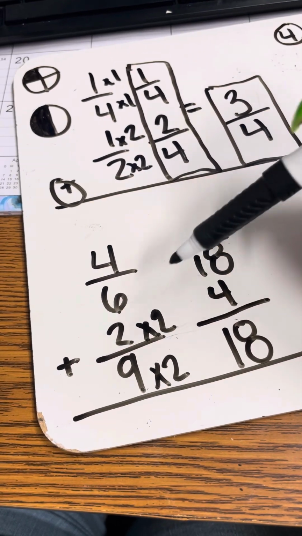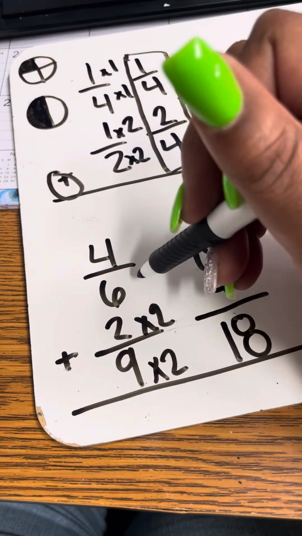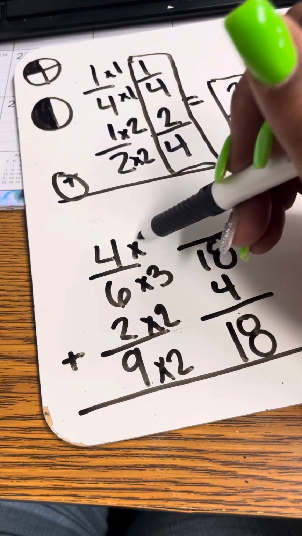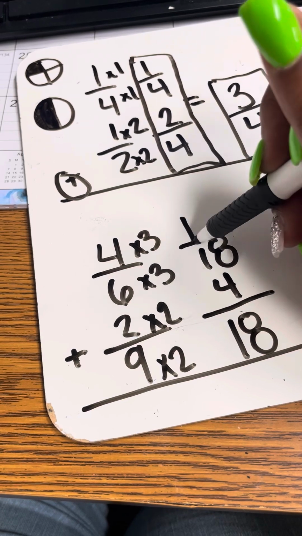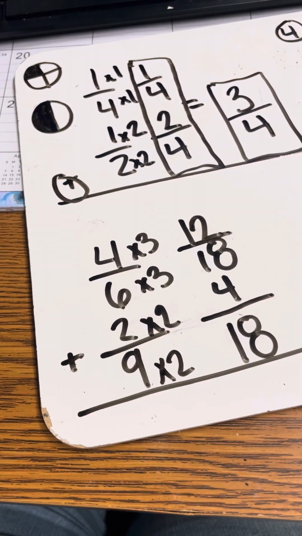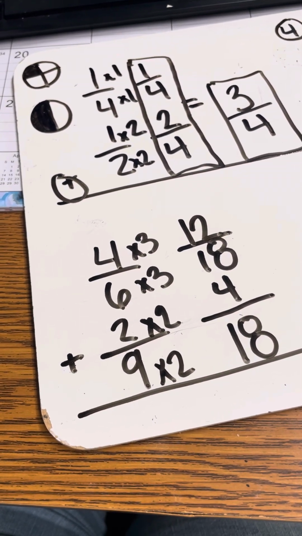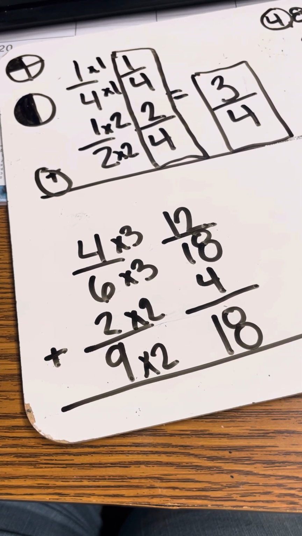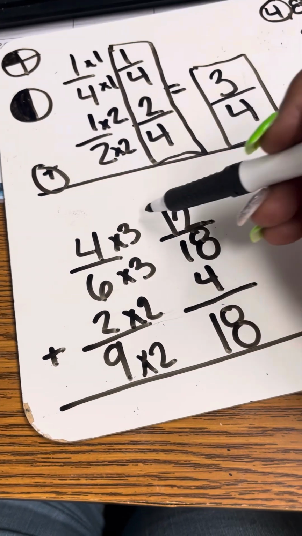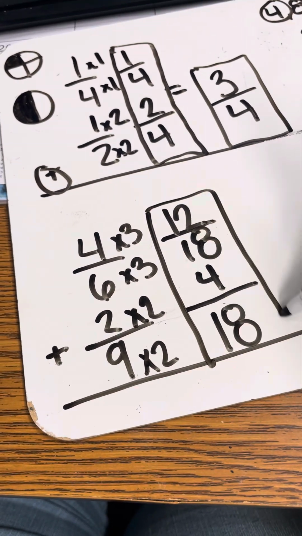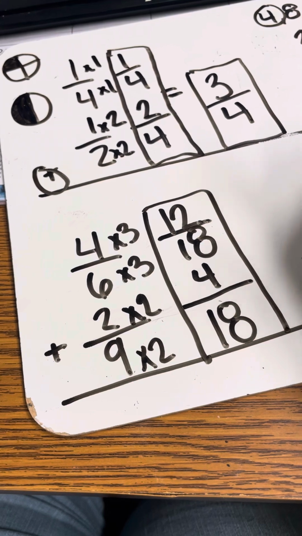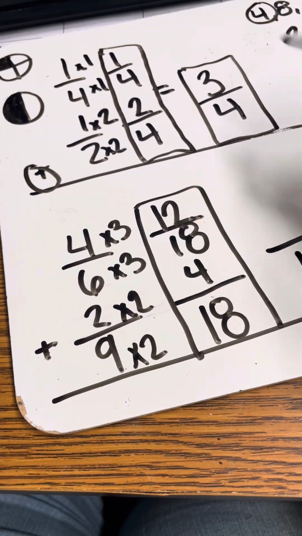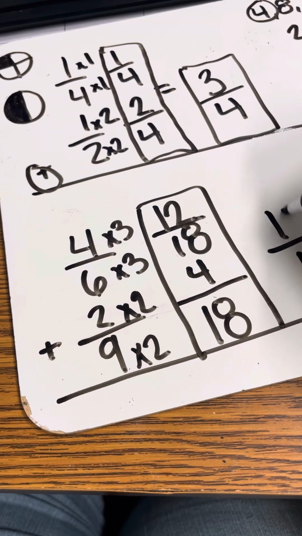6, what happens to the 6 to make it 18? We multiply that by 3. And do that to the top as well. So 4 times 3 is 12. Okay, and then now we are ready to go ahead and add our new fractions together, keeping the denominator 18, and then we add the top two. 12 plus 4 is 16.